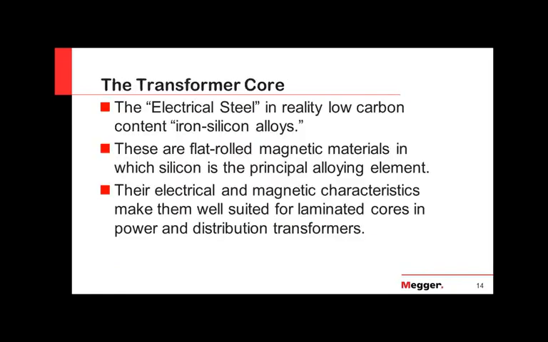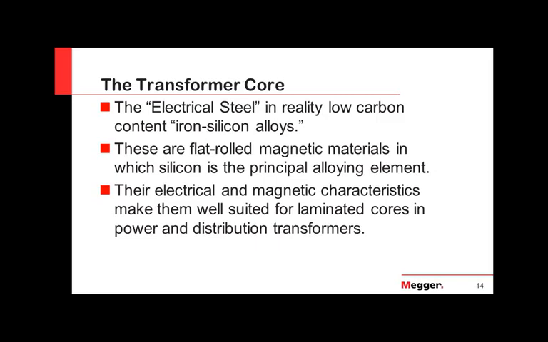Let's look now into the construction itself. What are we dealing with right now? We're looking at electrical steel, which in reality is low carbon content iron silicon alloys. And these flat rolled magnetic materials, in which silicon is the principal alloying element, are the ones being used, and those have some specific electrical and magnetic characteristics that make them suitable for laminated cores in power and distribution transformers. Now, we have to remember that these magnetic materials are not only used for transformers.